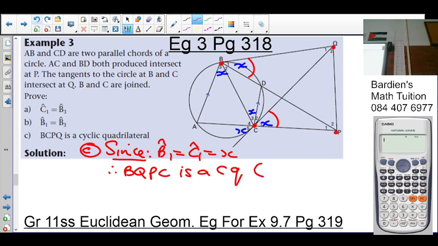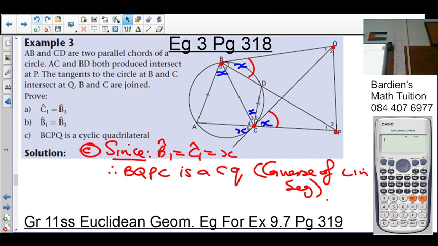Why? Converse of angles in the same segment. Or, I was hoping somebody would have said, equal angles subtended by the same chord. That is the proper reasoning. But if you're comfortable in saying converse of angles in the same segment, you're going to get a full mark. You see, we are nice people. We just want to give you the maximum mark possible. But you guys are different, you don't want all the marks. But you guys can do this.